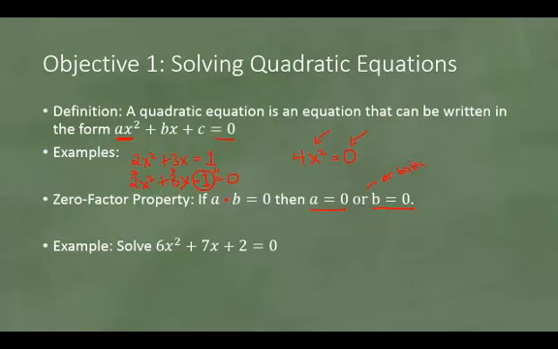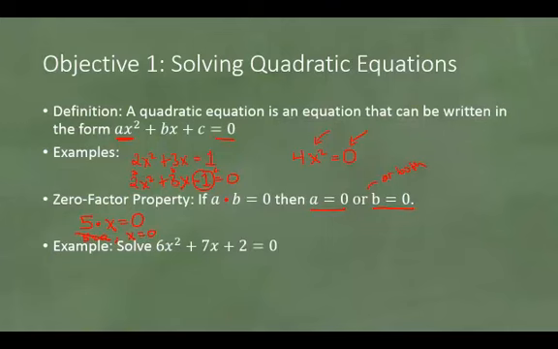So remember, we looked at an example like 5 times x is equal to 0. If we have 5 times x equal to 0, then we know that either 5 is equal to 0 or x has to equal 0. It doesn't make sense that 5 equals 0, so that's not possible. So the only option is that x is equal to 0.